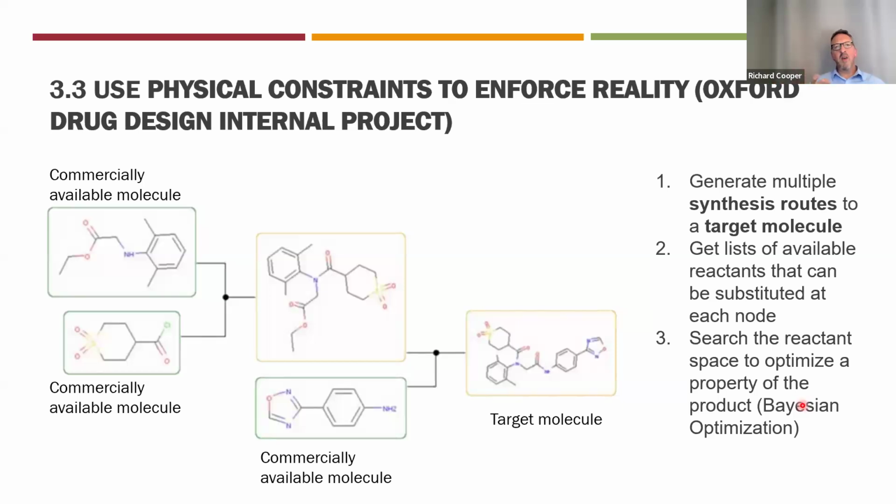And then once you've done that, you've got these input nodes, if you like, the reactants that you would use to make the products. And you find lists of reactants that are commercially available that you could substitute in at each of these positions. And then the final step is to search that space of reactants while optimizing a property of the product. The method that we use for doing that is Bayesian optimization. The model is a Gaussian process model. I'll show a little picture of that in a second.